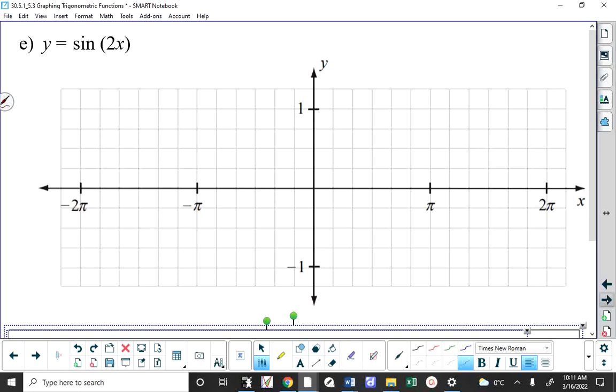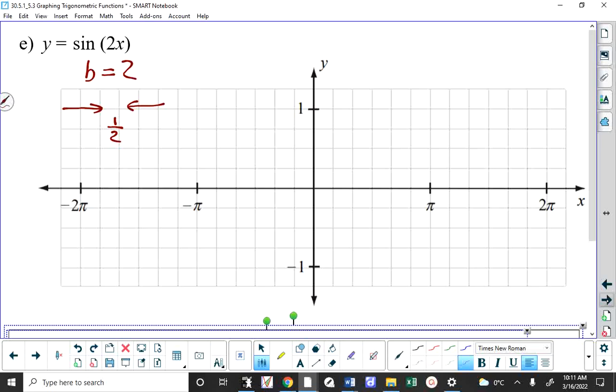Let's take a look at E. What does the sine of 2x look like? So now we're back to something new. First of all, I want you to note that B is 2, which means there's a horizontal stretch of 1/2. I'm saying this is new because everything we've dealt with so far is A.